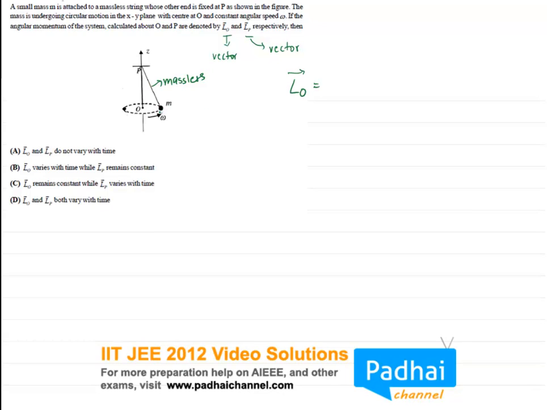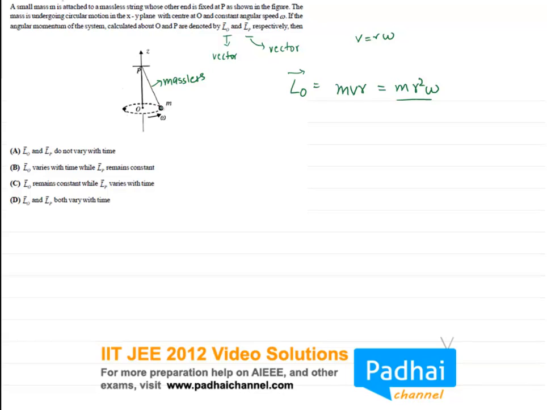This mass is rotating with an angular velocity of omega about this point O. L0 of any particle about any point is given by mvr, and v will be equal to r into omega. So this will be equal to m r square into omega. This will be L0, the angular momentum about O of this particle m.